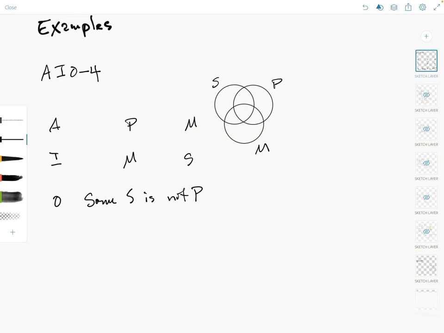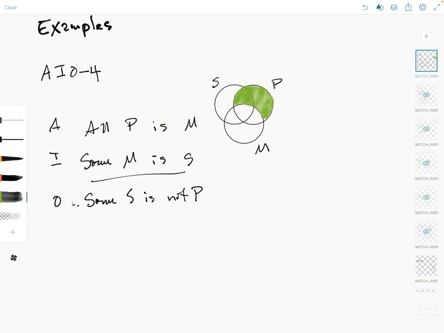Now we fill in the quantity and quality based on the type. The major is an A type, so that's going to be all P is M. The minor is an I, so that's some M is S. So there's our schema. All P is M, some M is S, therefore some S is not P. Now let's do the diagram. So we have shading for the major premise, all P is M. So we'll shade this region of P outside of M. There we go.